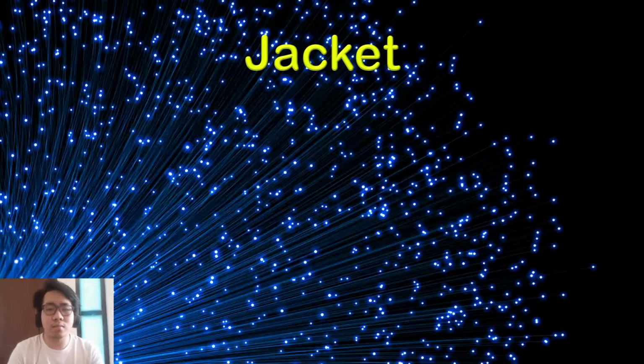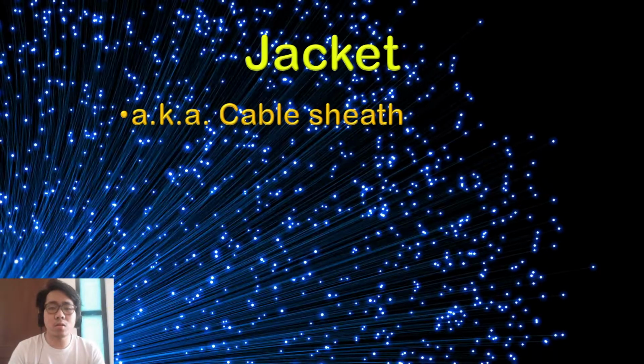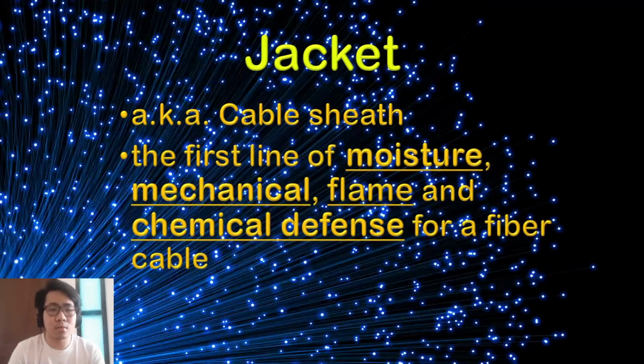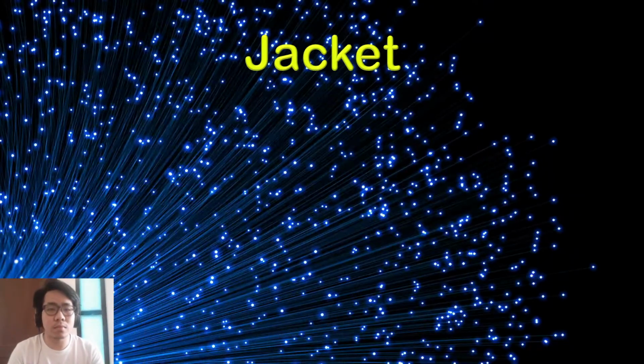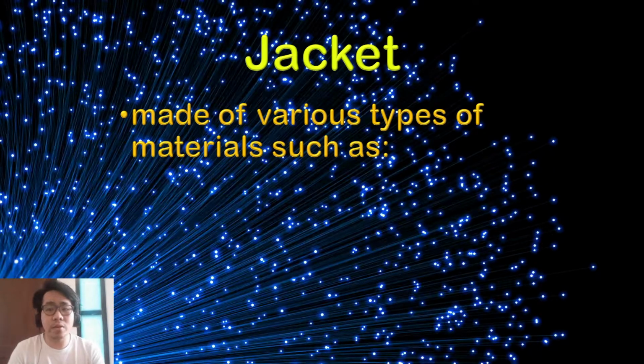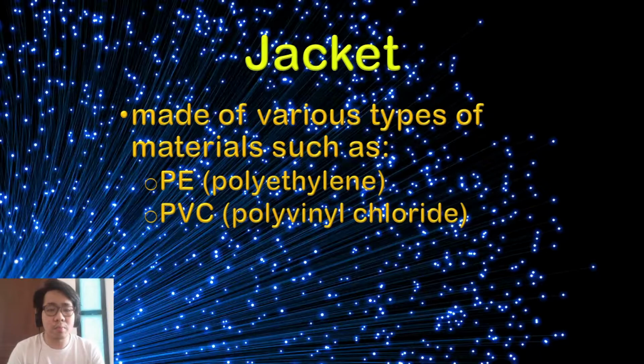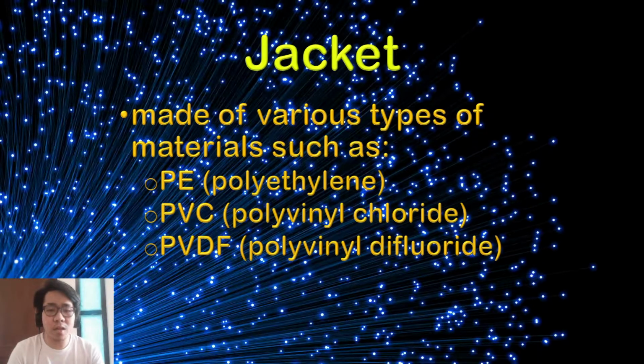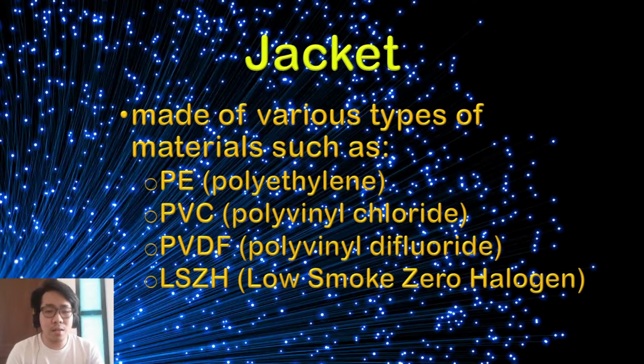First is the jacket. The jacket is also known as the cable sheath. It is the first line of moisture, mechanical, flame, and chemical defense for a fiber cable. It is made of various types of materials, such as PE, which stands for polyethylene, PVC, which stands for polyvinyl chloride, PVDF, which stands for polyvinyl difluoride, and LSZH, which stands for low smoke zero halogen.